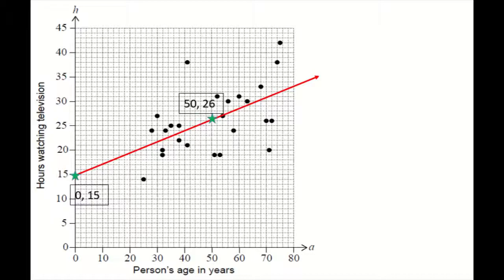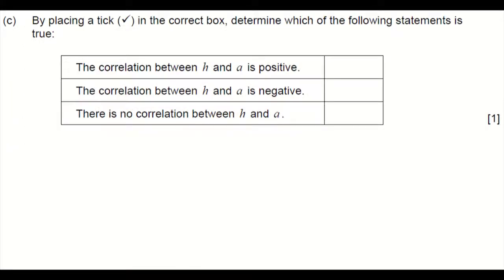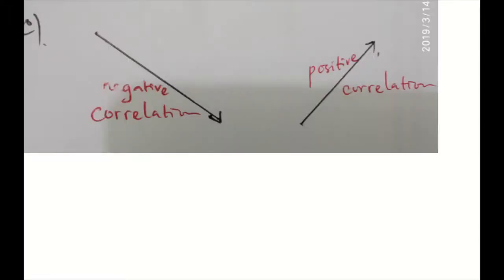And then after that, C. By placing a tick in the correct box, determine which of the following statements is true. Now, this is a basic question. It means that we need to understand the nature of the line. Now we know that anything that goes down shows a negative correlation, and anything that goes up shows a positive correlation. Based on the regression line that we have drawn, we can conclude that this is a positive correlation. So we tick the first one.